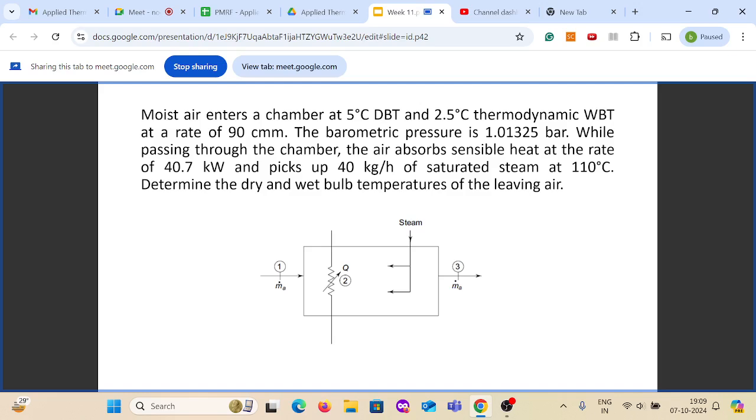So what is happening is a heating and humidification process. So we'll see how to solve this. Your wet bulb temperature is given as 2.5, the dry bulb temperature is given, the flow rate of air is given, and the barometric pressure is given. We are given the heat load which is applied, and also the amount of water getting added into the stream. So we need to find out the final dry and wet bulb temperature of the leaving air.